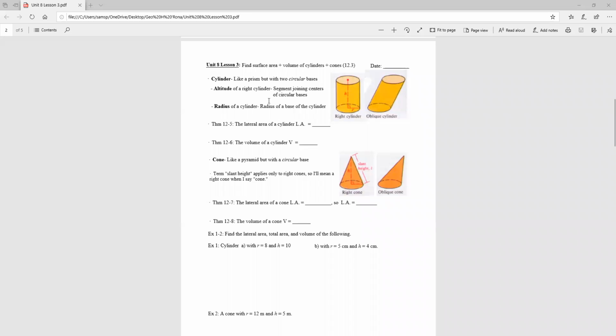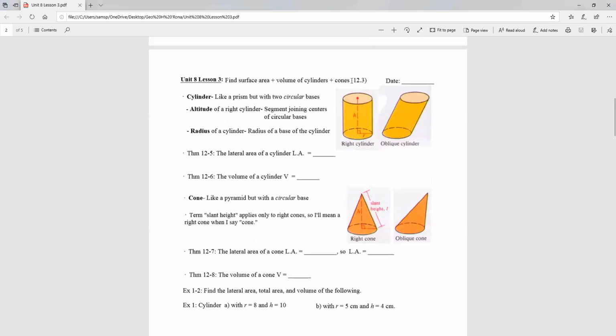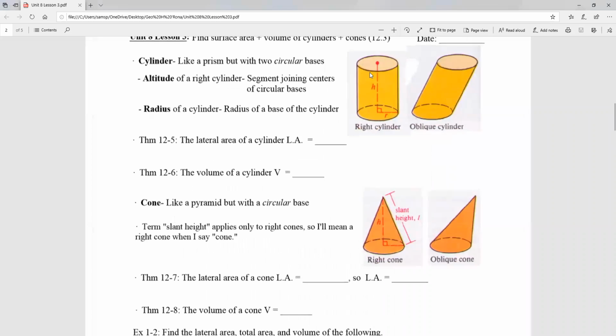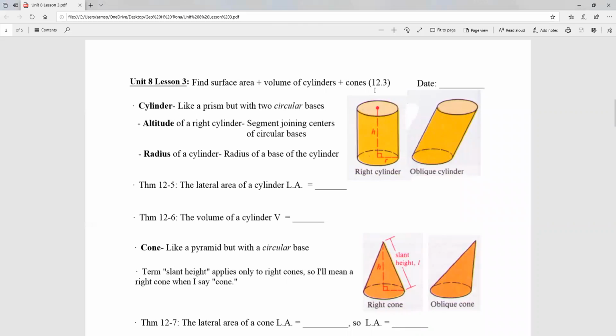Hello everyone. So today we are going to be doing Unit 8, Lesson 3 notes. We're going to be talking about the surface area and volume of cylinders and cones.